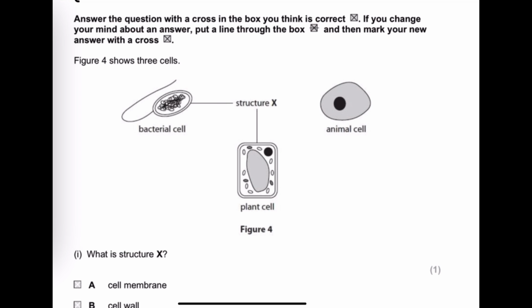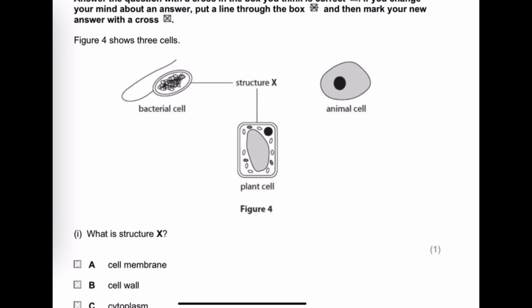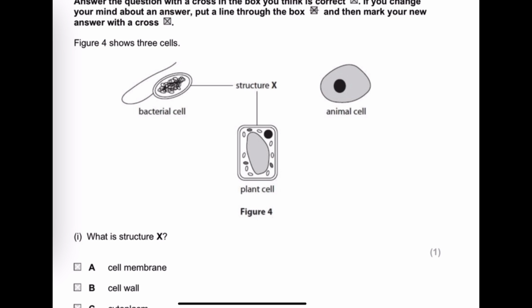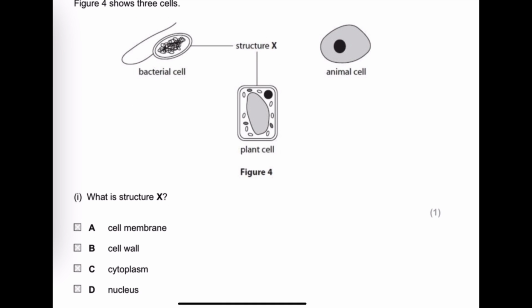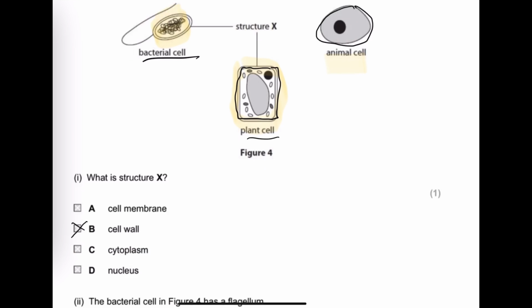Question 2. Figure 4 shows 3 cells. What is the structure of X? So we see X, over there. You can see that they did not point to the animal cell. So this should already show us that it's something that only a plant cell and bacterial cell has. So it is a cell wall, that structure over there, while an animal cell does not, it only has a cell membrane.